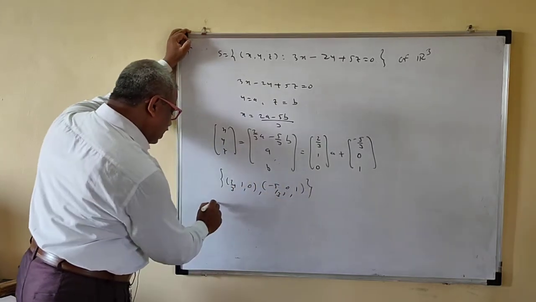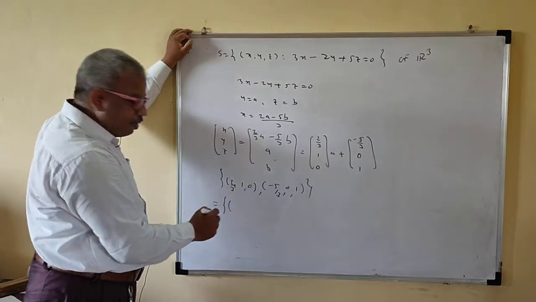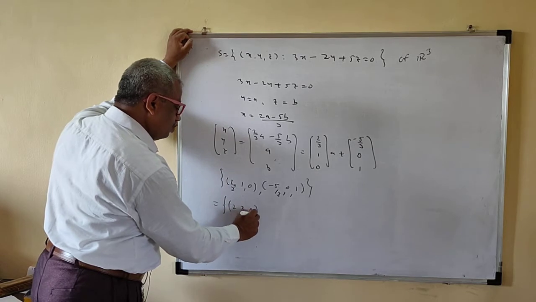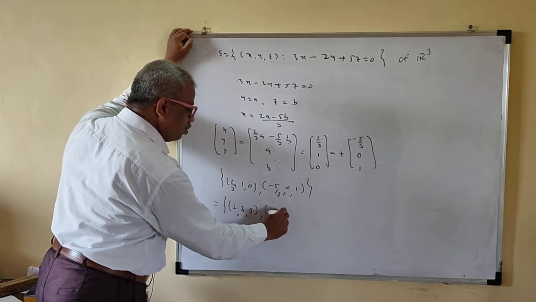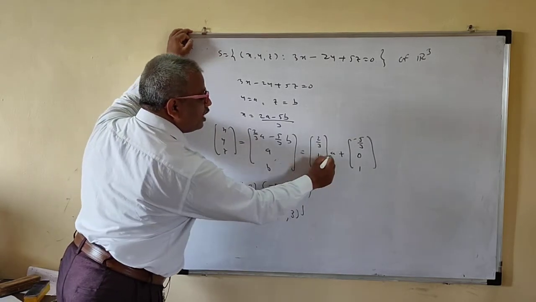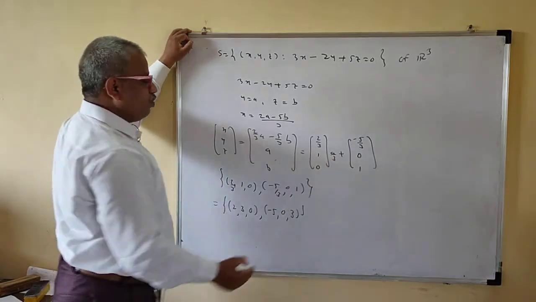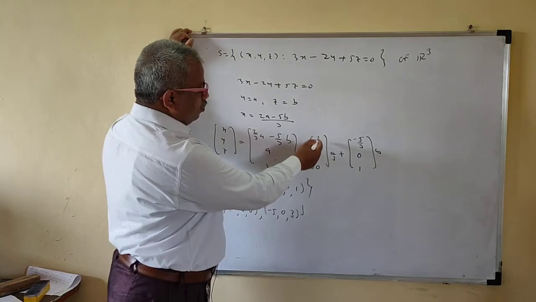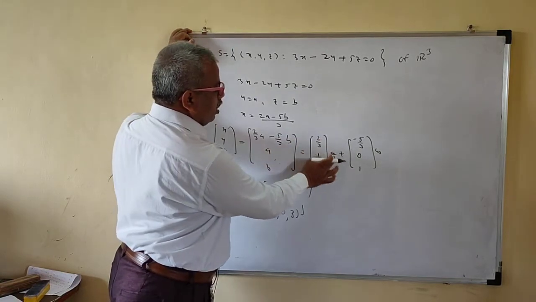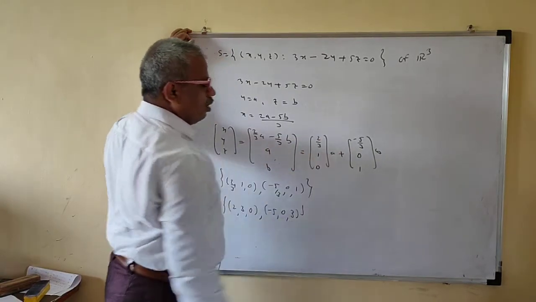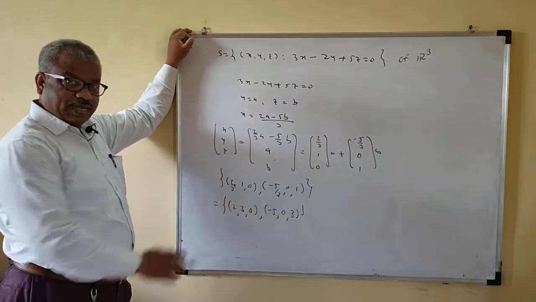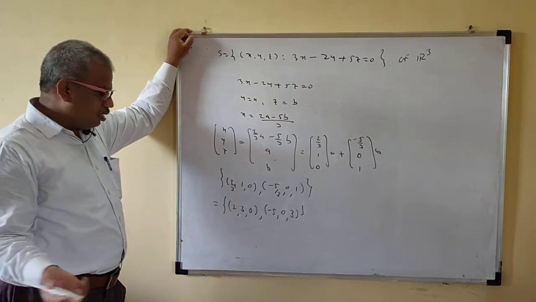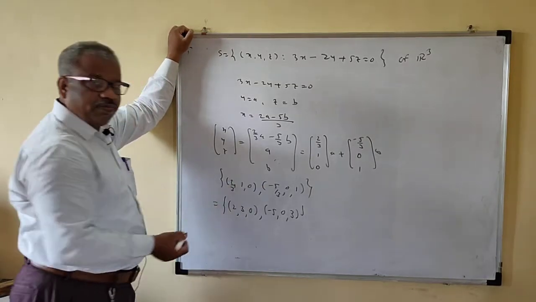You may write this differently: you can multiply by 3 here. So 2, 3, 0, then minus 5, 0, 3. Because you can take a by 3 common, and b by 3 common. a by 3 is an arbitrary constant, and so is b by 3. You can take anything, because a is an arbitrary constant.